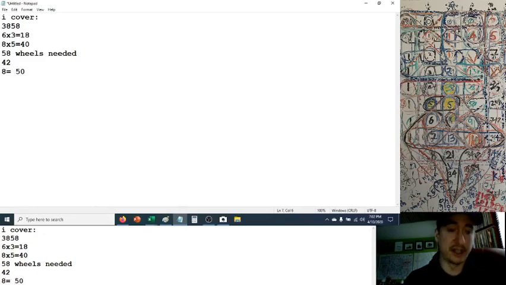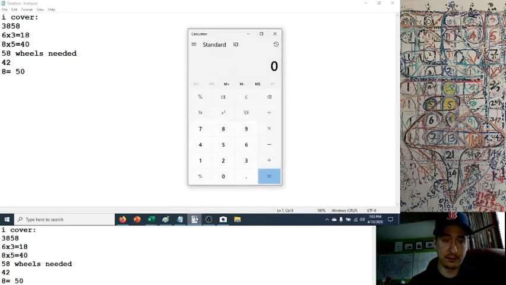So 42 and 8 equals 50, right? And if you have 50 magnets on a wheel, but you have 6 faces with 3 wheels each, and you have 8 vertices with 5 wheels each, so you have 58 wheels, and you have 50 magnets a wheel. What is that? 58 times 50. 2,900.